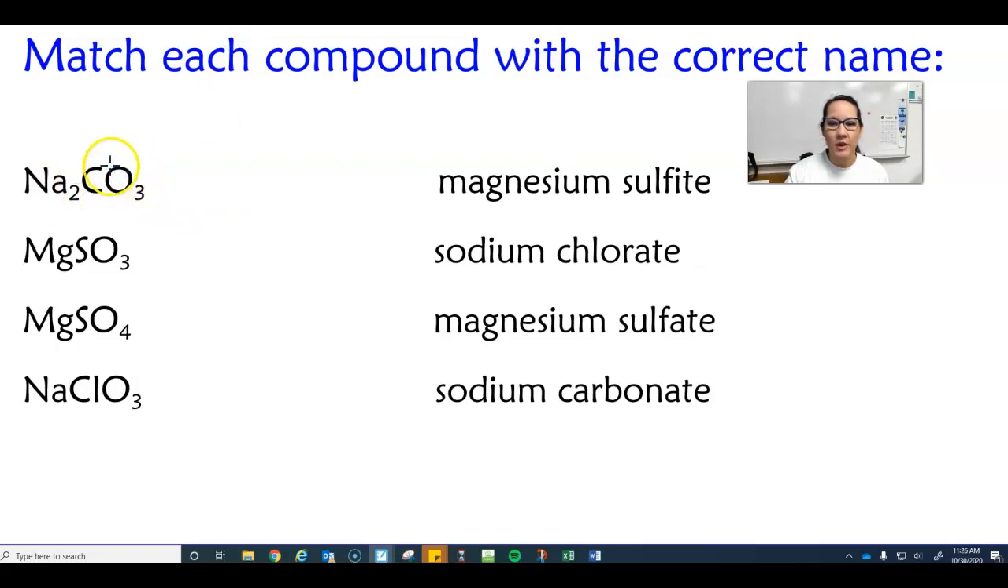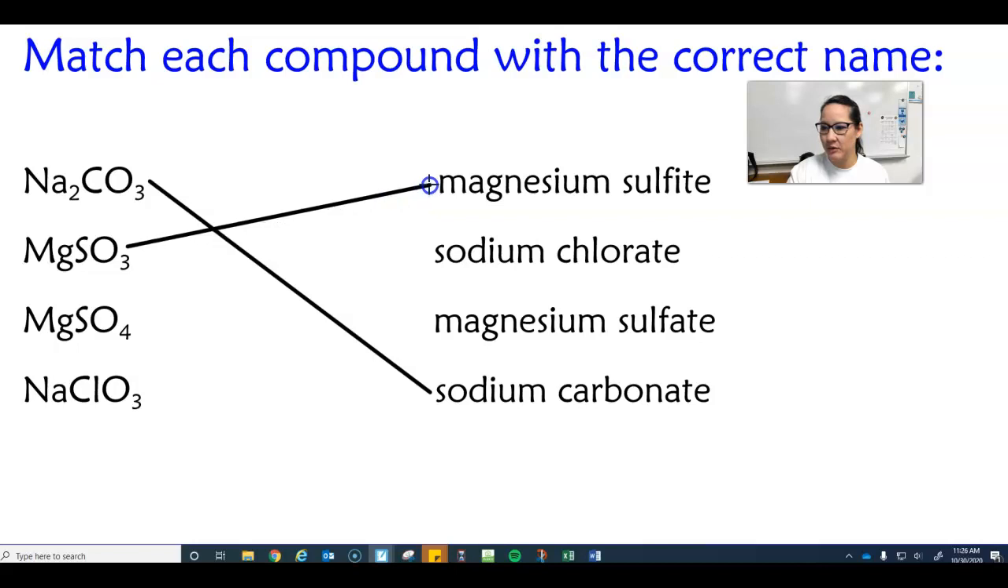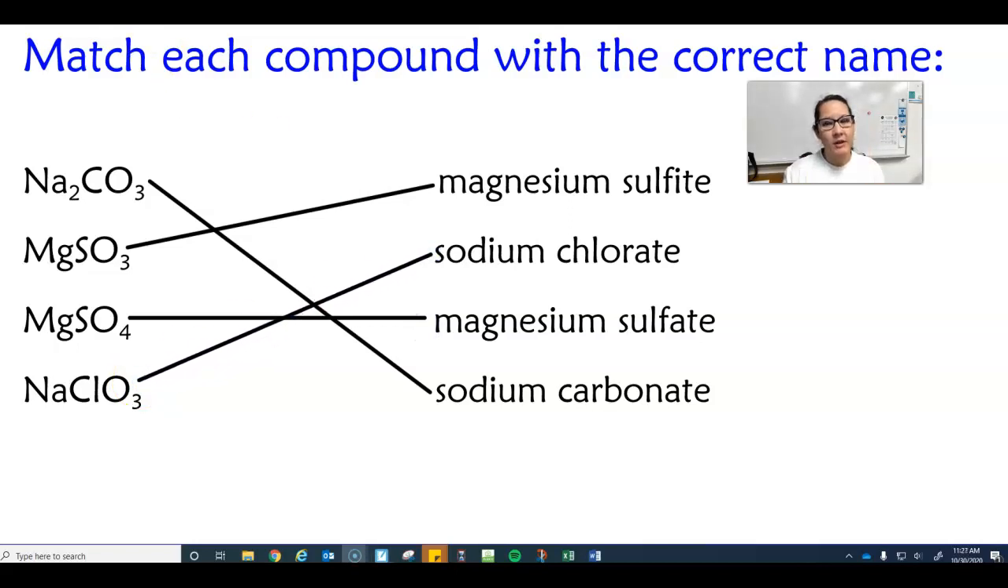Na2CO3 is sodium carbonate, so that will go here. Mg, magnesium. SO3 is sulfite, because sulfate is SO4, sulfite is SO3. So this will be magnesium sulfite. And then this one is magnesium sulfate. And finally, sodium chlorate. So get ready to do a whole lot of formula writing and naming.